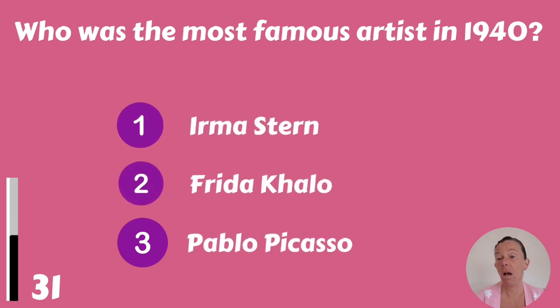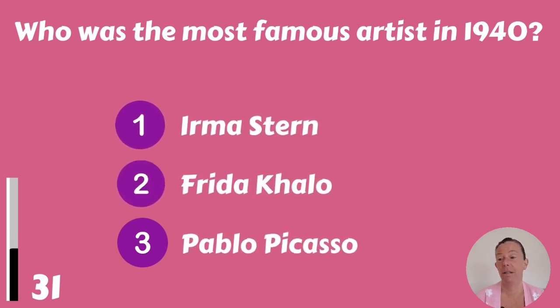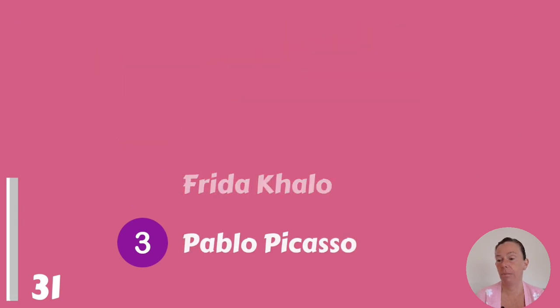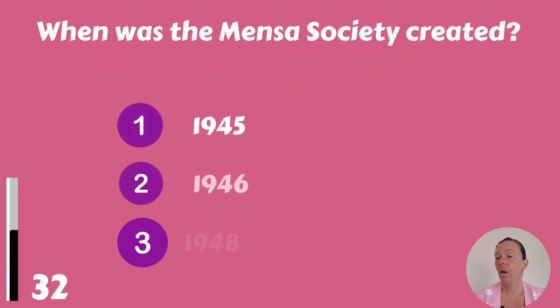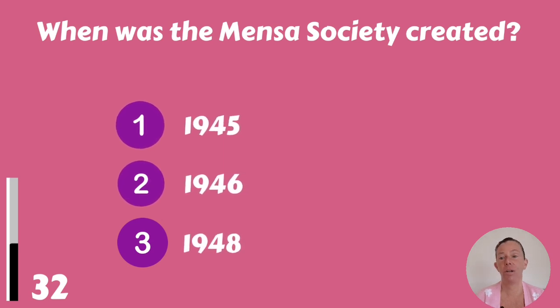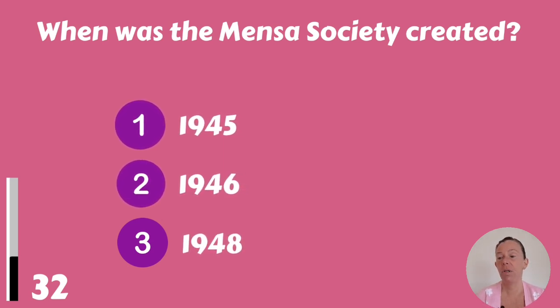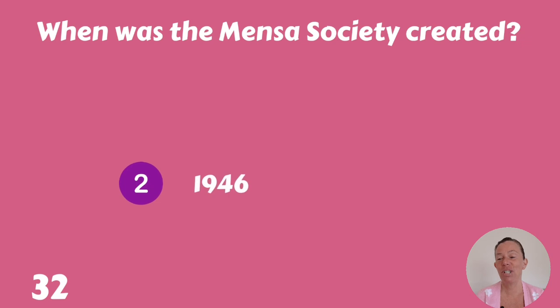Who is the most famous artist in 1940? Irma Stern, Frida Kahlo or Pablo Picasso? It was Pablo Picasso. When was the Mensa Society created? 1945, 1946 or 1948? That was 1946.